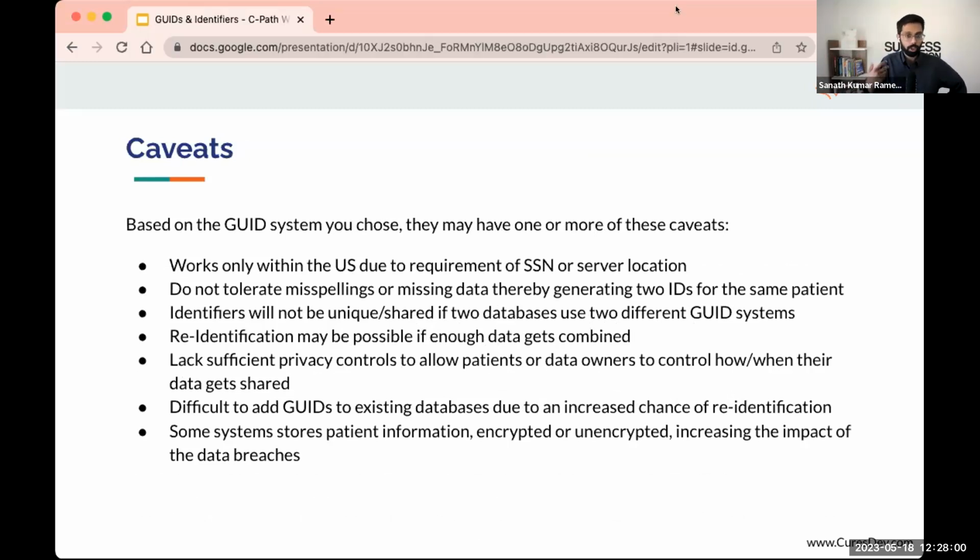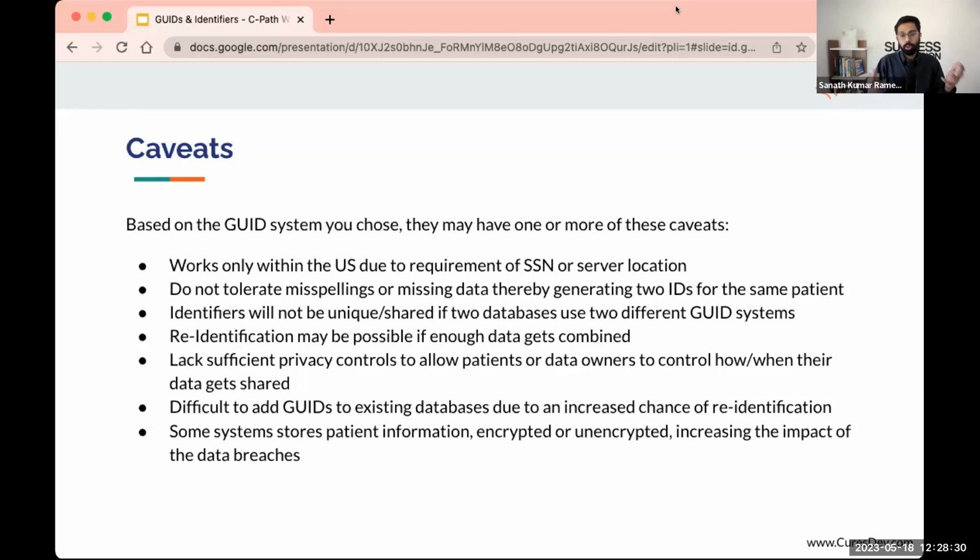Some of these systems work only in the US. They might not tolerate as many misspellings. If the databases don't use the same ID generation system, they will not get the same IDs back, which defeats the whole point of it. Re-identification becomes a challenge if you store the actual master patient identifier in all of these databases, because the moment you combine the databases inadvertently, you inflate the information available and make re-identification possible.